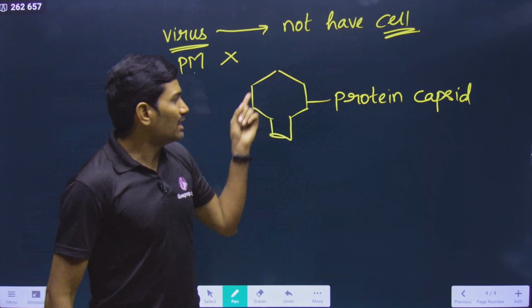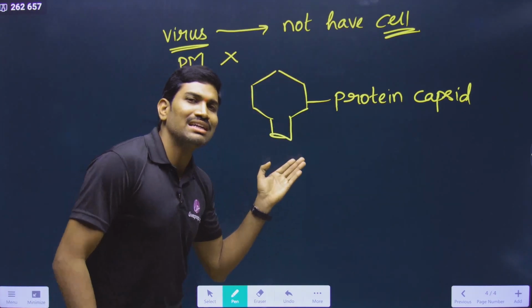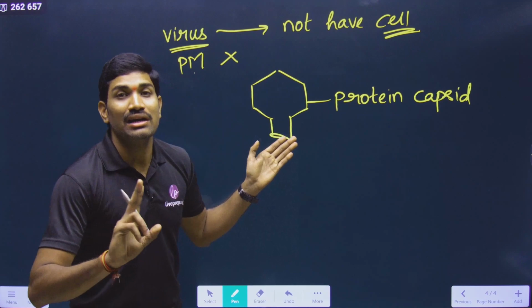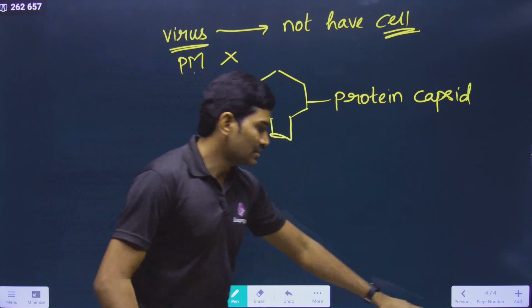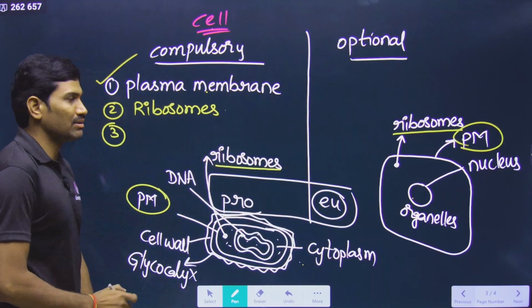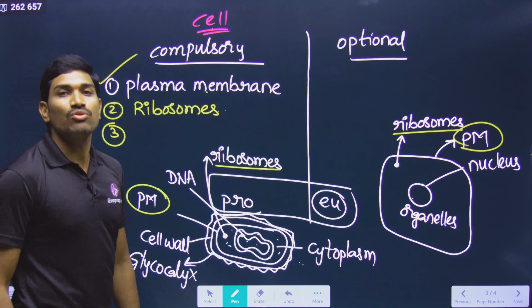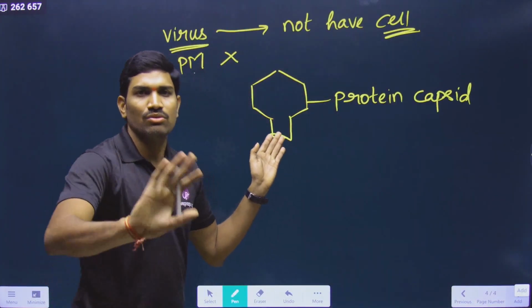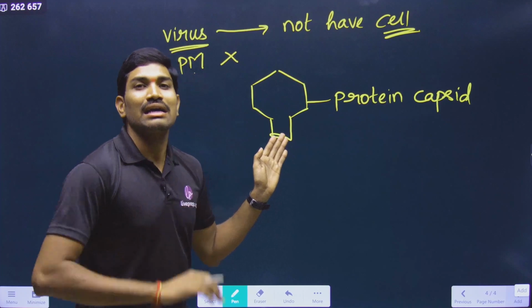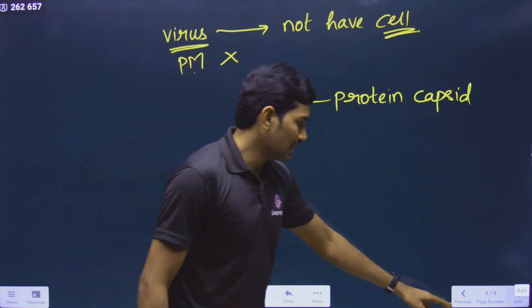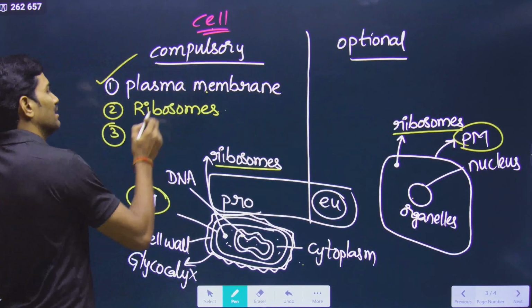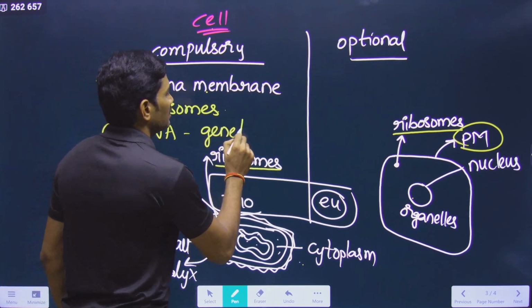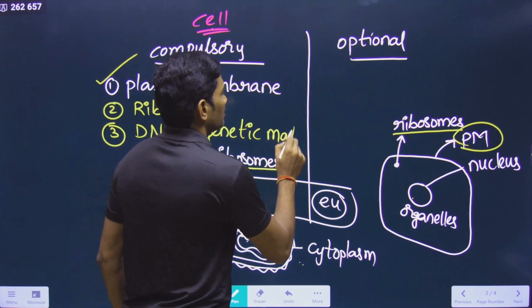So if it is not having a cell, can you call it a living organism? No, you cannot call this a living organism. So this is what they are saying. And here under compulsory, come back once again. Ribosomes. Do viruses have ribosomes? No, viruses do not have ribosomes. So ribosomes are also absent. And here DNA is the genetic material.